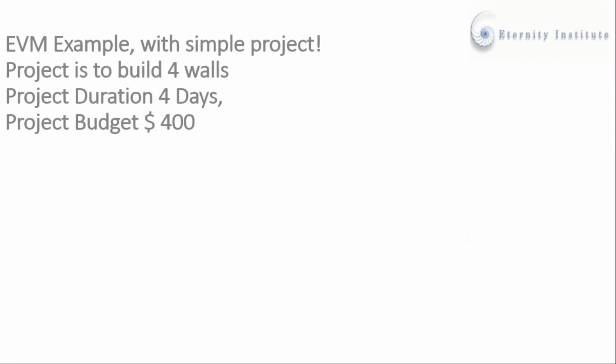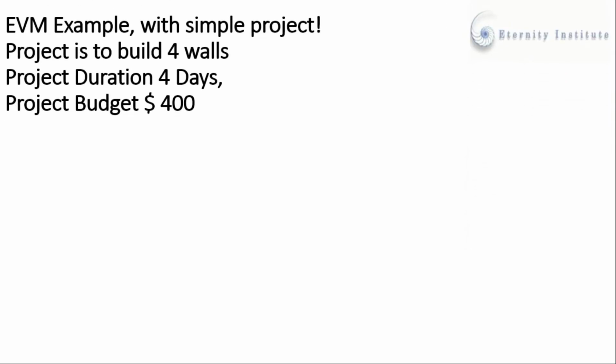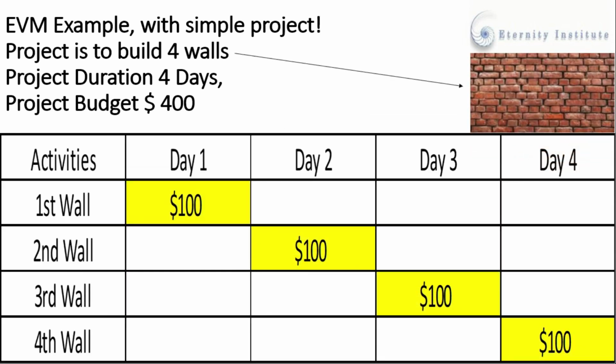Let us take a very simple example to understand the idea of earned value management. So we have a very simple project in which we have to build the 4 walls. The duration of this project is 4 days and the budget for this project is $400. We have represented this entire scenario in the Gantt chart format.